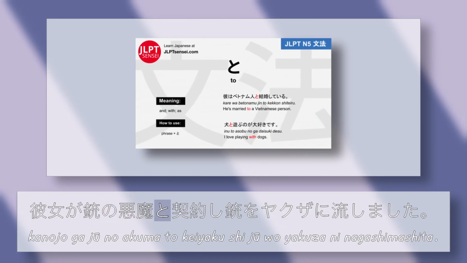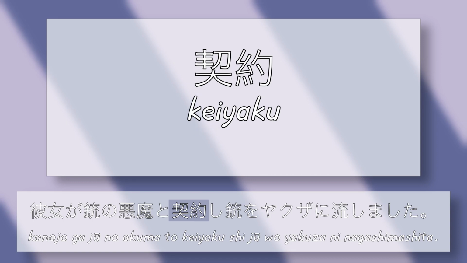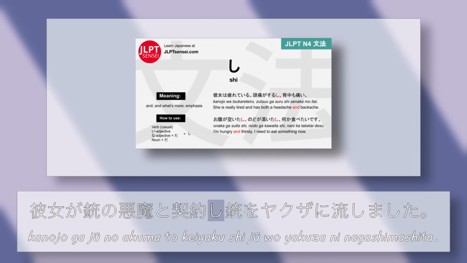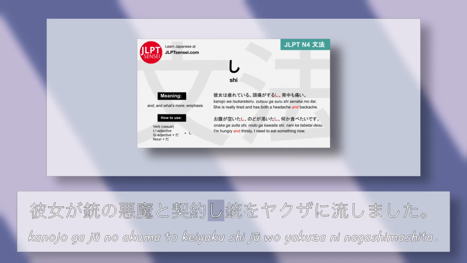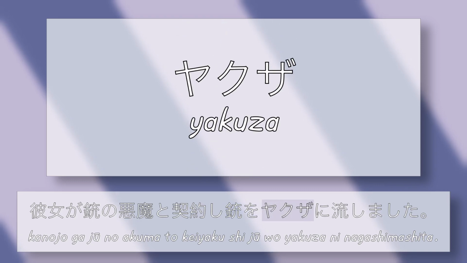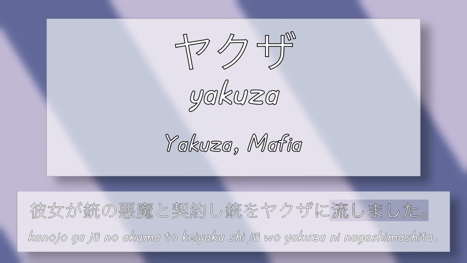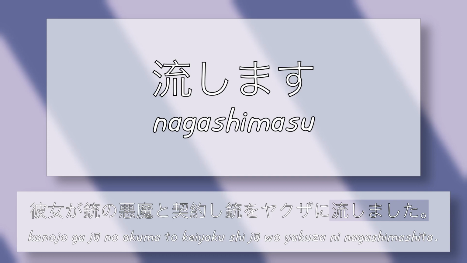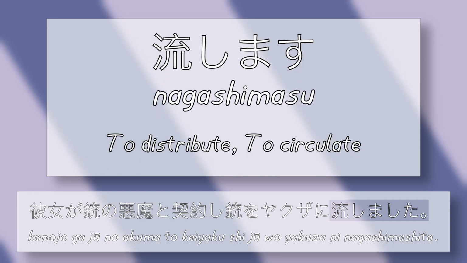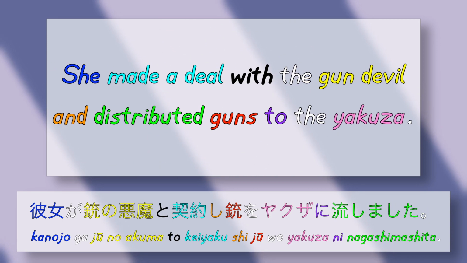Next, this to is a particle which means with, and keiyaku means contract or agreement. This shi is a grammar structure which means and or and what's more. Again, ju means gun, yakuza is the yakuza or mafia, and nagashimashita is the past tense of nagashimasu, which has many meanings but here means to distribute or circulate. So this sentence means she made a deal with the gun devil and distributed guns to the yakuza.